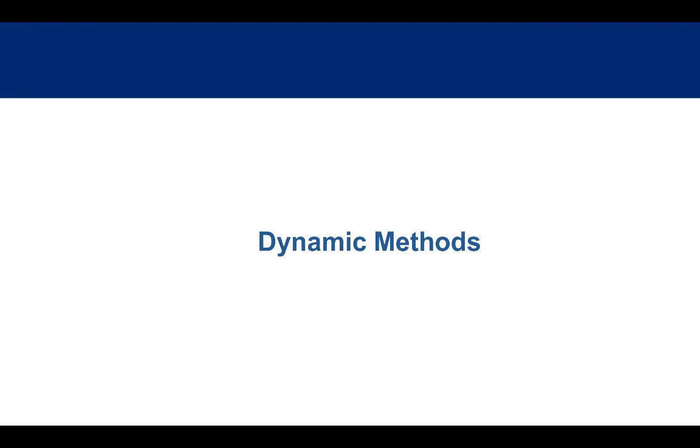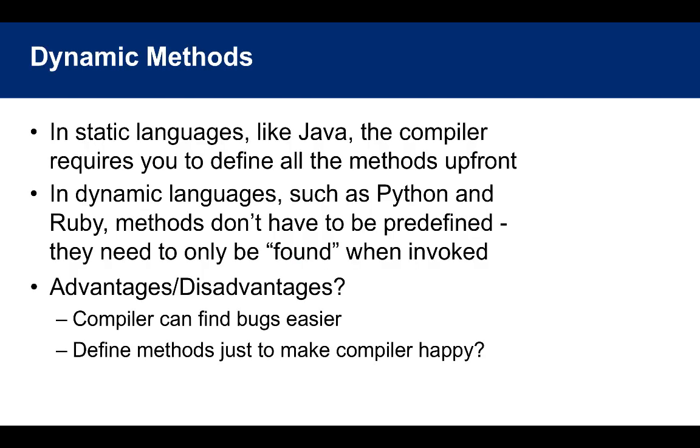Another concept associated with metaprogramming is something called dynamic methods. In static languages like Java, for example, the compiler requires you to define all the methods up front. In dynamic languages like Python or Ruby, methods don't have to be predefined. They just need to be found when invoked.